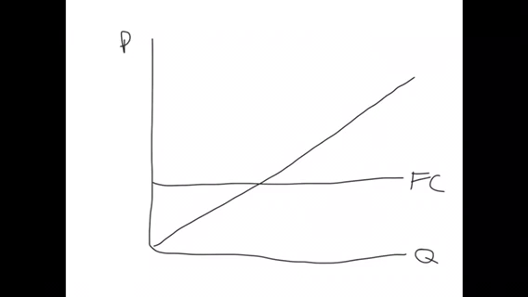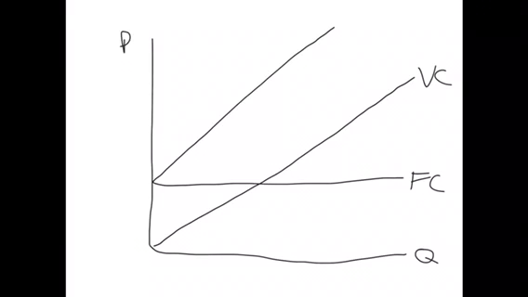This line represents variable cost. In this case, the variable cost increases constantly as the quantity increases. The variable cost begins at zero because it costs $0 extra to produce 0 goods.